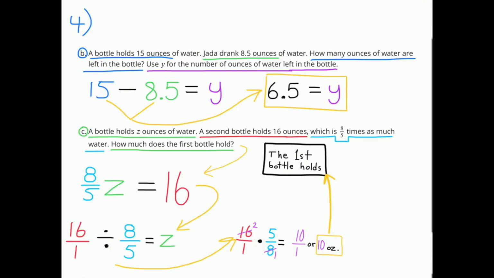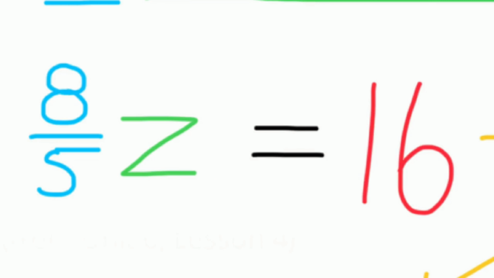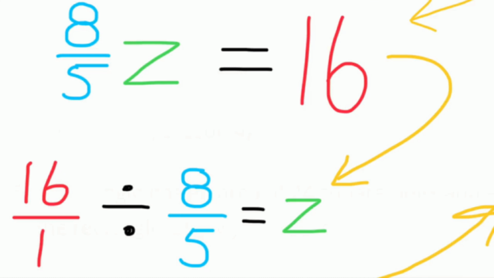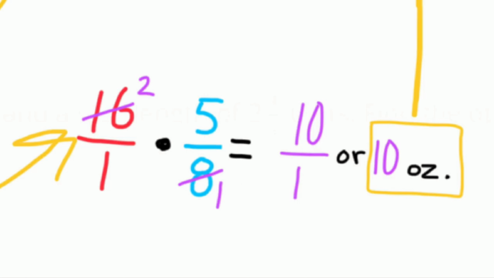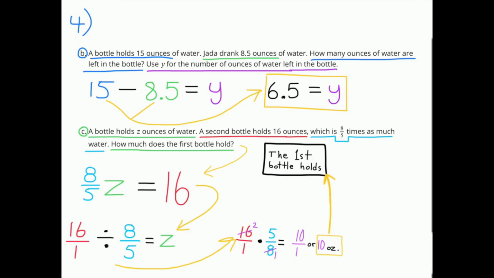C. A bottle holds Z ounces of water. A second bottle holds 16 ounces, which is 8/5 times as much water. How much does the first bottle hold? 8/5 times Z equals 16. We can solve for Z by dividing 16 by 8/5. So 16 divided by 8/5 will equal Z, the amount that the first bottle holds. We can do this by multiplying by the reciprocal of 8/5. 16 times 5/8 equals 10. The first bottle holds 10 ounces of water.